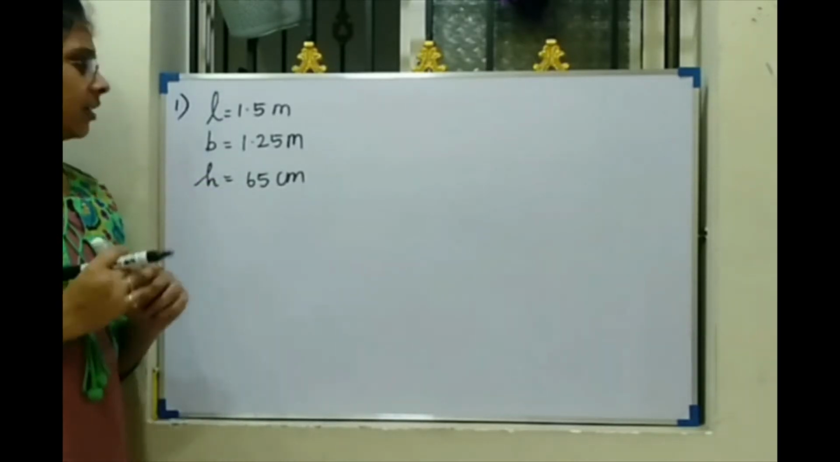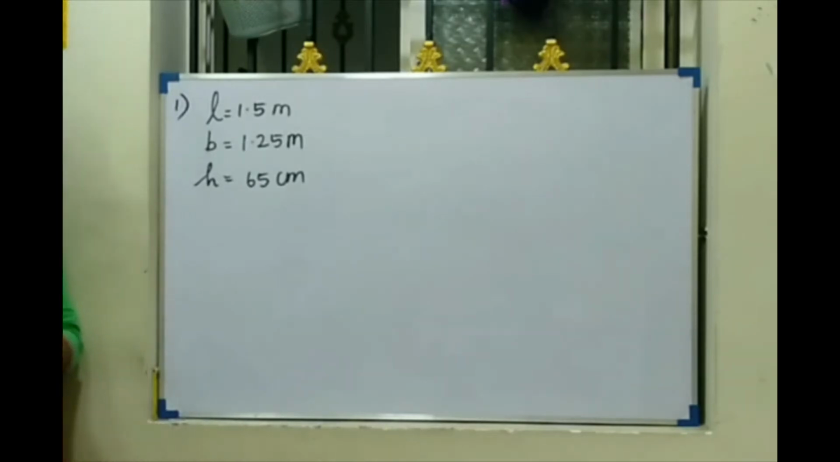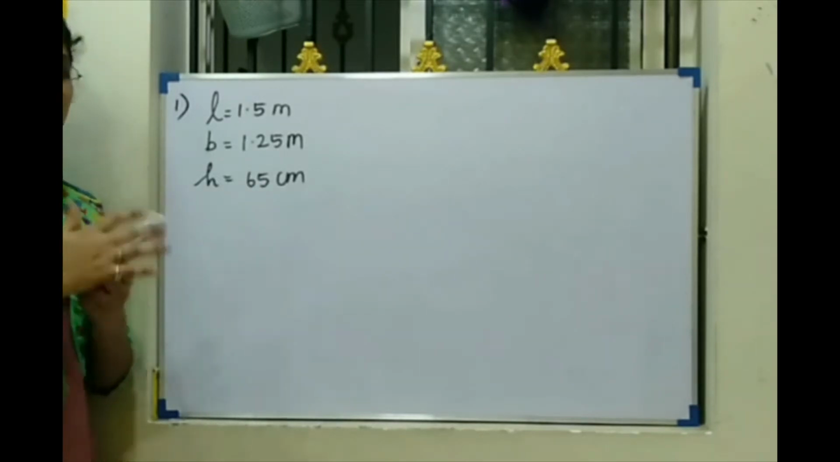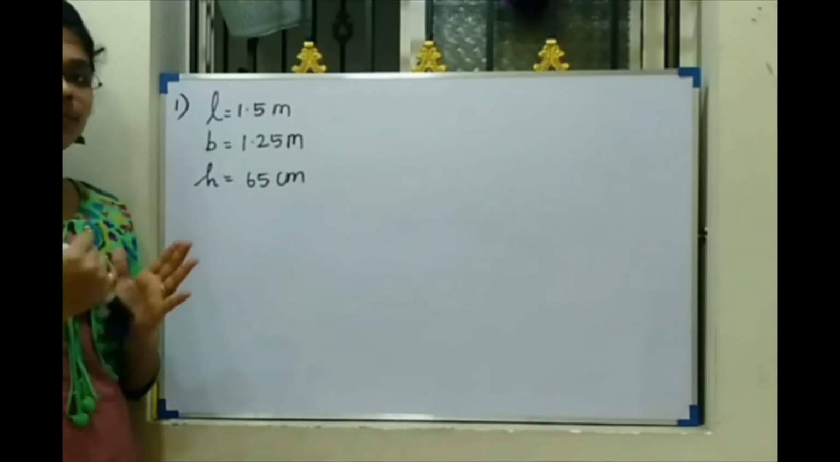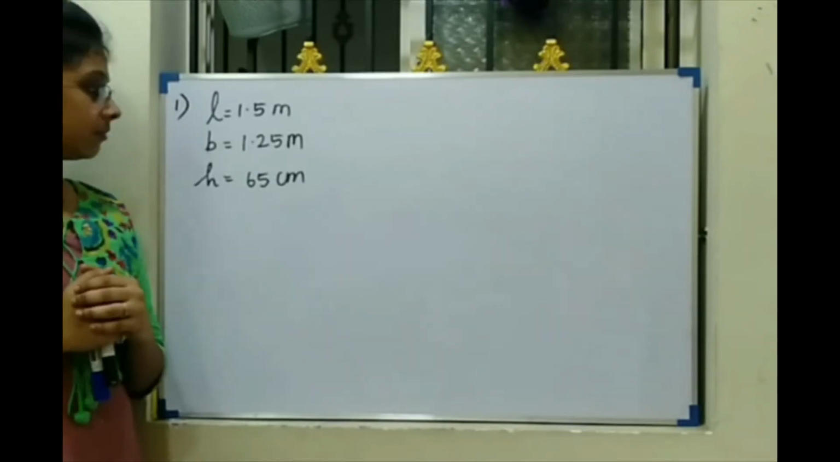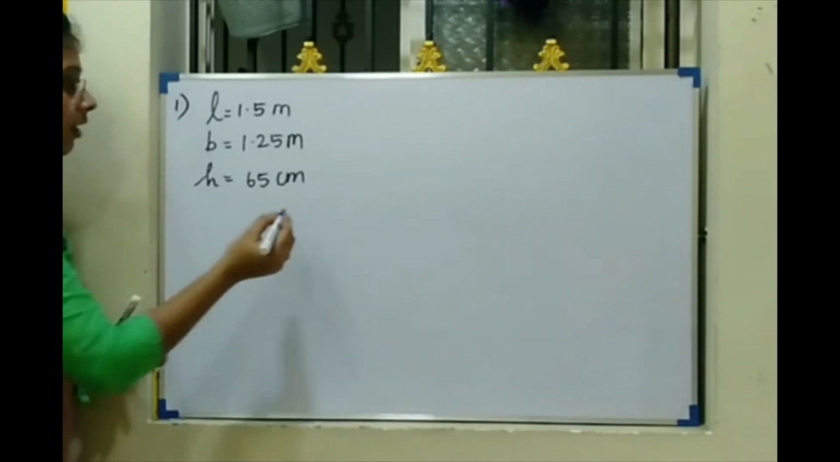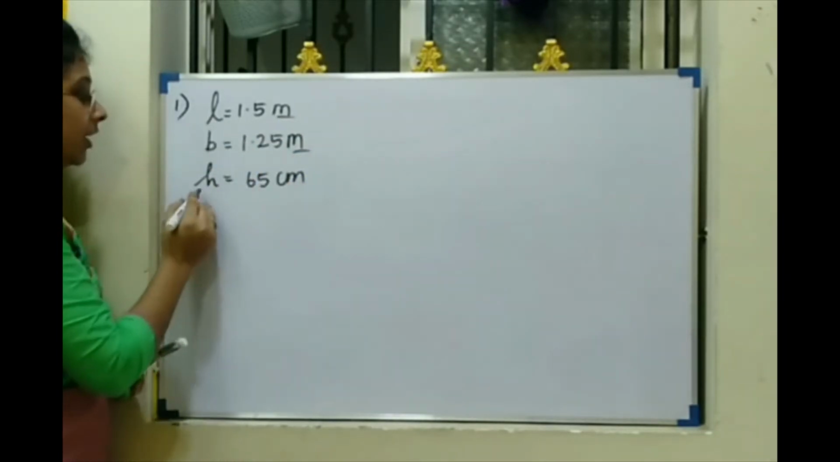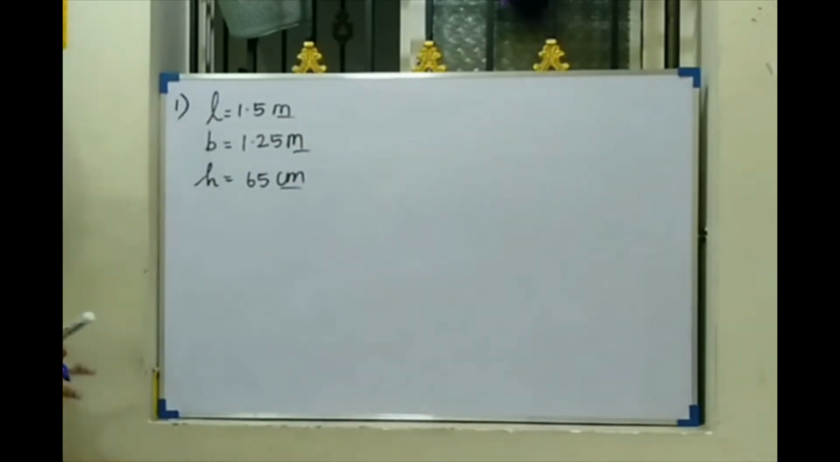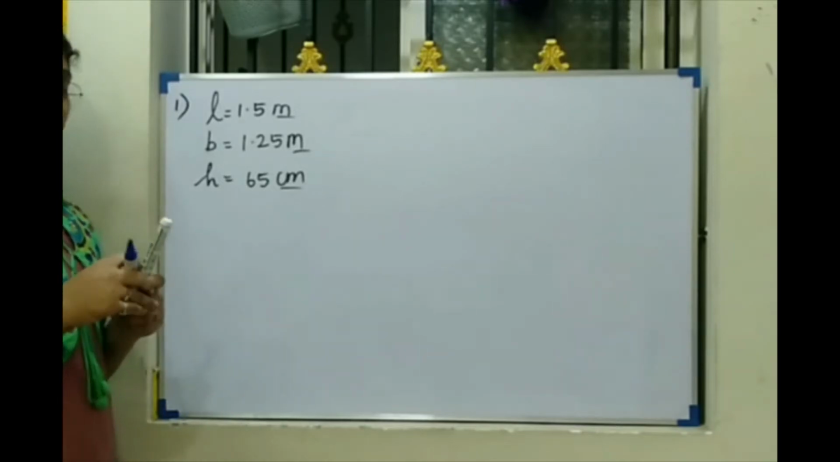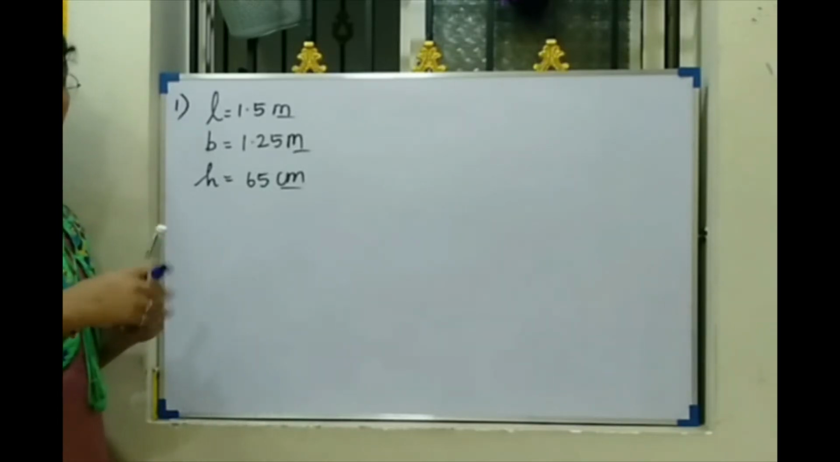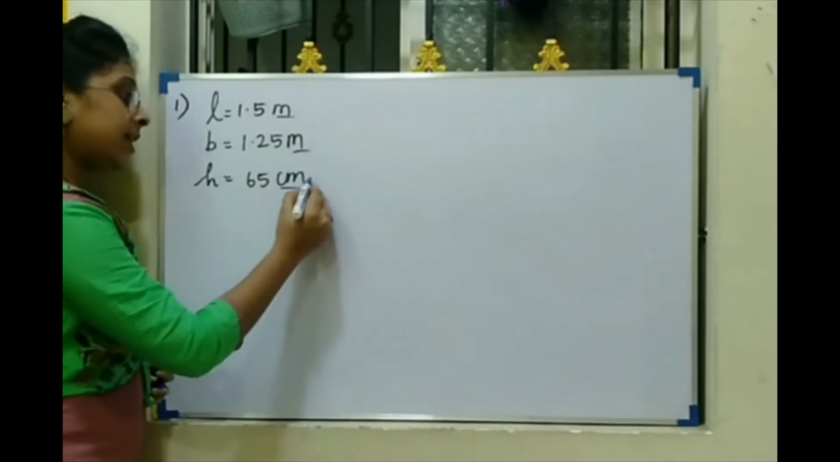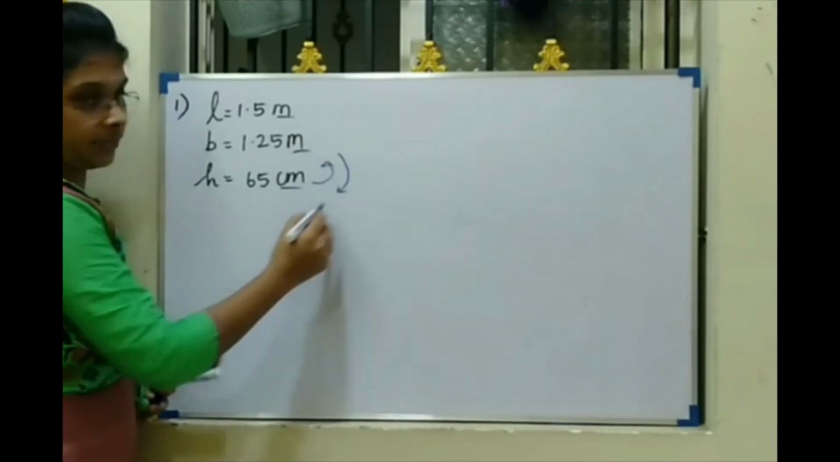Now, see here, is there any difference in this given data? Is there anything we have to change or do something? Yes, there is. See clearly, we have length and breadth in terms of meter, but height in terms of centimeter. So what do we have to do? We have to convert centimeter to meter or meter to centimeter, right?